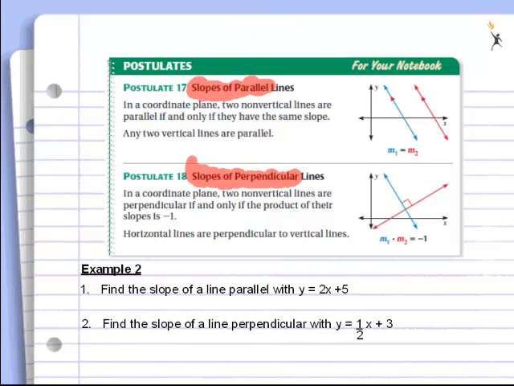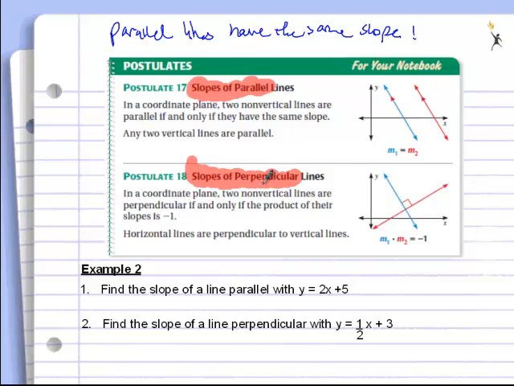I want you to repeat this after me. Parallel lines have the same slope. Parallel lines have the same slope. Slope, same, the half lines parallel. Parallel lines have the exact same slope. If you know the slope of one line, a parallel line has the exact same slope.